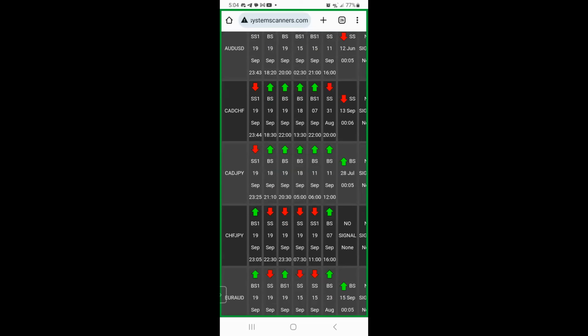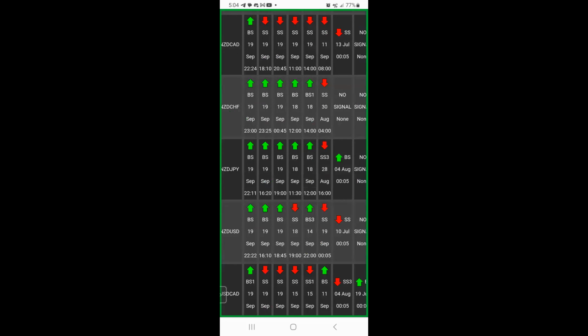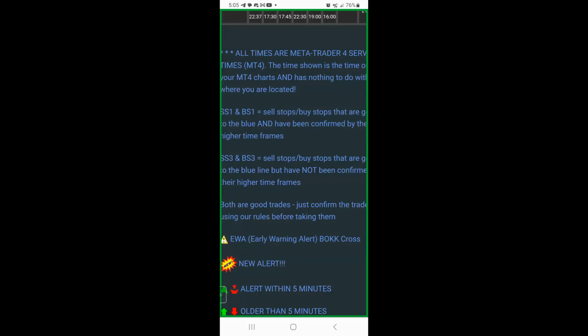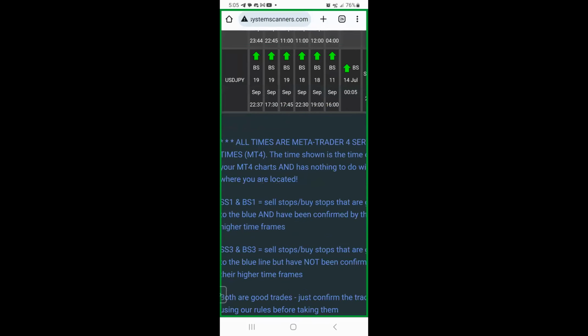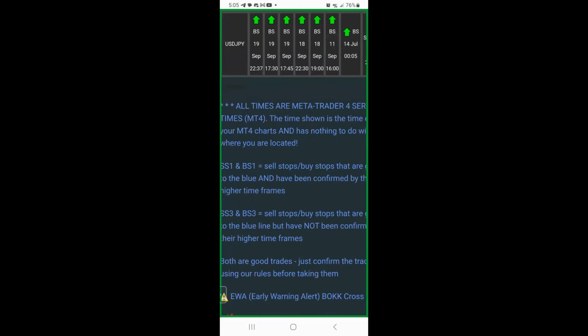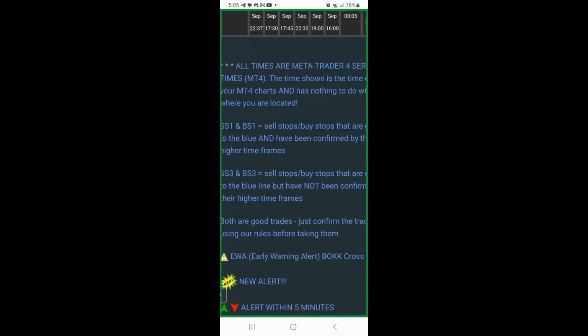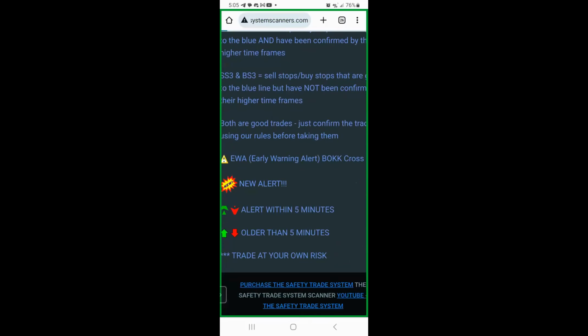At the bottom of the scanner, there's a key, and it will tell you what each thing means. Okay, so at the bottom, I'm scrolling down there now so you can see it. It's just having a little delay. See, it tells you all times are MetaTrader 4 times. It tells you what SS1 and BS1 is, SS3, BS3, and it also explains to you how to take it. It also explains to you when you get an alert, and you have alerts within 5 minutes, alerts older than 5. So if it's flashing, it's new. If it's moving, it's a 5-minute or younger alert. And if it's stationary, it means that the alert is greater than 5 minutes.